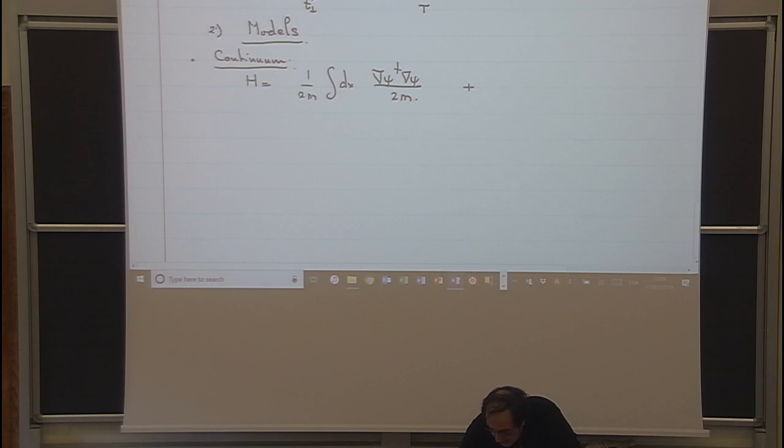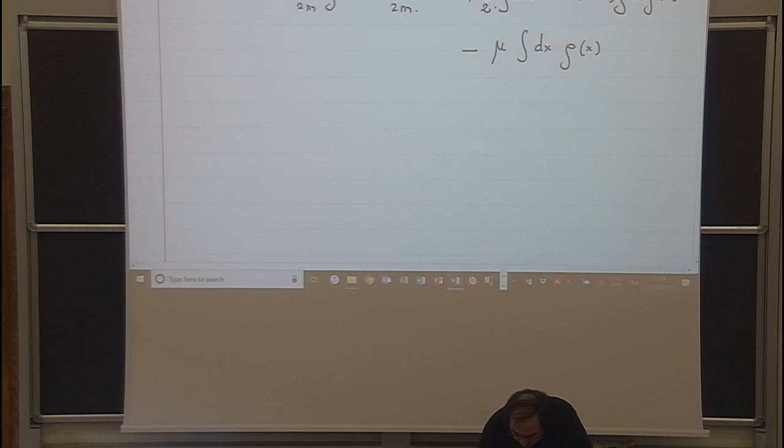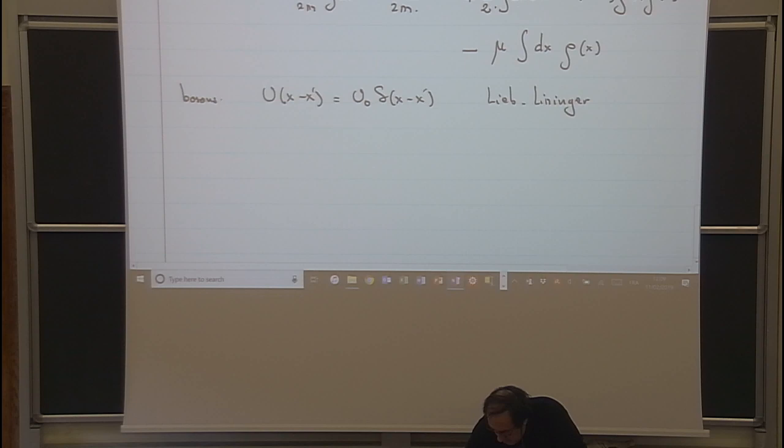And then I will put an interaction. So I could put an interaction which is a sum over dx dx prime of something which is u(x minus x prime) rho(x) rho(x prime). Of course, I should also put a chemical potential times rho of x, and I will put a 1/2 here. If you take, for example, bosons, and the interaction u(x minus x prime) which is u0 delta(x minus x prime), this is called the Lieb-Liniger model. And this is a very famous model which has a solution, more on that later.